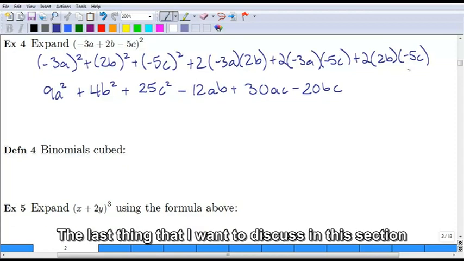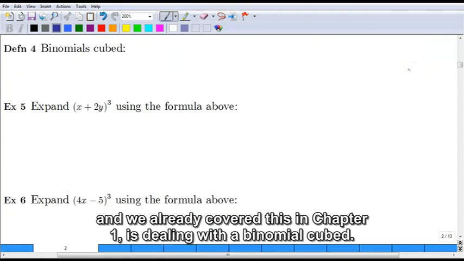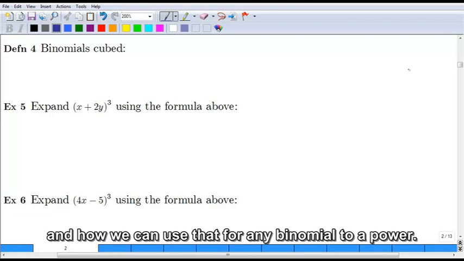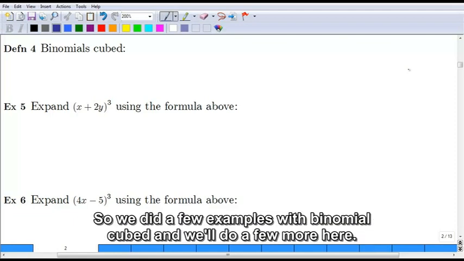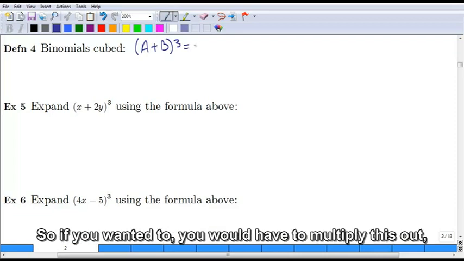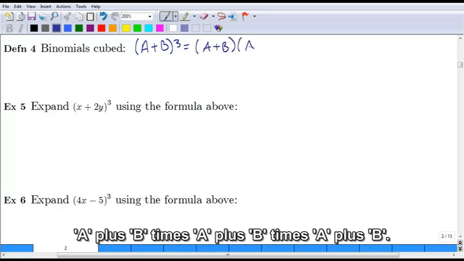The last thing that I want to discuss in this section, and we already covered this in chapter 1, is dealing with a binomial cubed. And we talked about Pascal's triangle and how we can use that for any binomial to a power. So we did a few examples with binomial cubed, and we'll do a few more here. So with a binomial cubed, again, if you recall, you end up with a plus b cubed. So if you wanted to, you would have to multiply this out, a plus b times a plus b times a plus b.